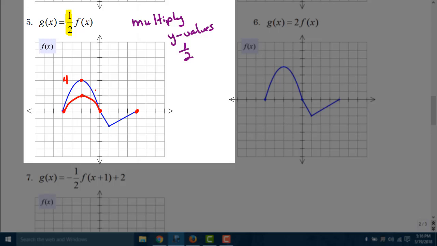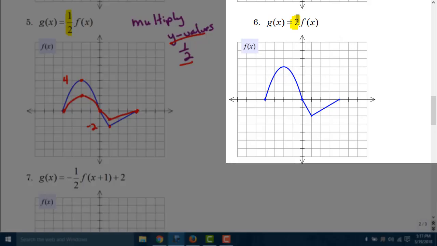So the graph is going to be half as tall. This y value is -2. Half of that is -1. And of course, we're back to 0. So hopefully you can see the graph is getting closer and closer to the x-axis because we multiplied those y values by a number smaller than 1.